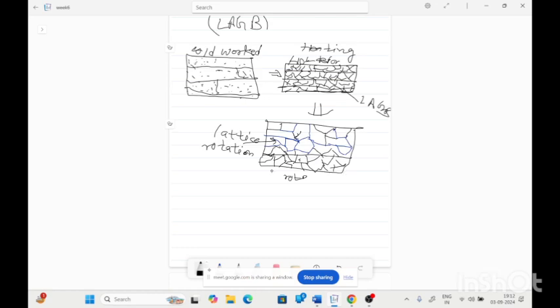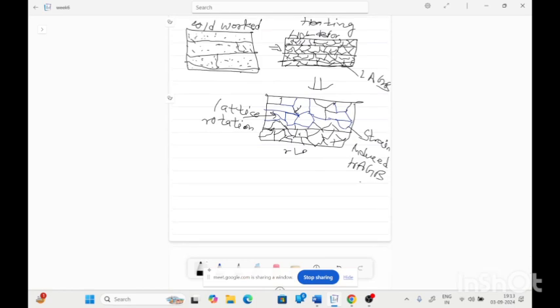And these are called strain induced high angle grain boundaries. So the low angle grain boundaries, which are the dislocation sub boundaries, form into high angle grain boundaries by the lattice rotation process.